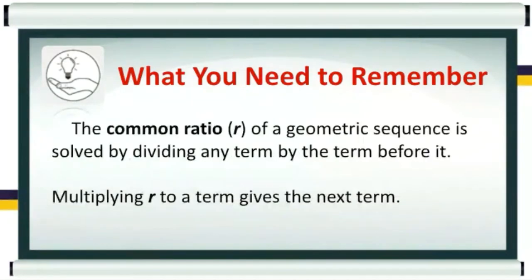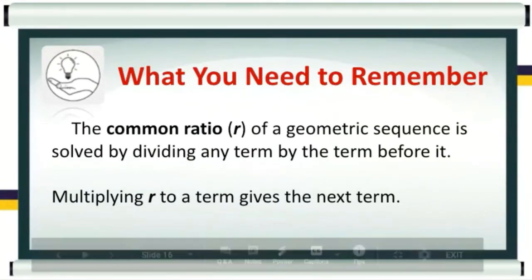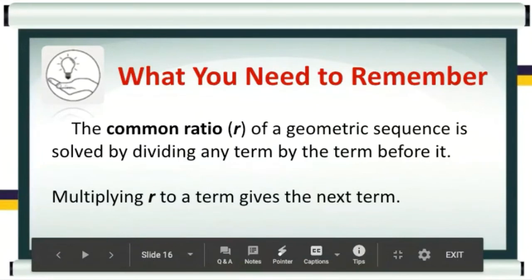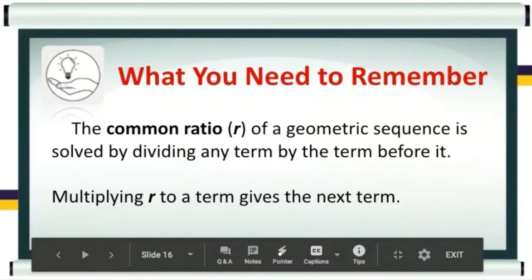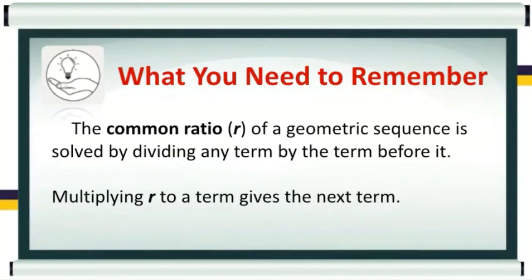And the common ratio R of a geometric sequence is solved by dividing any term by the term before it. Multiplying R to a term gives the next term. So again, to find the common ratio R, we divide. When we look for the next term, we multiply by the R that we just solved. Remember that one. Now, we are done with our lesson 1.